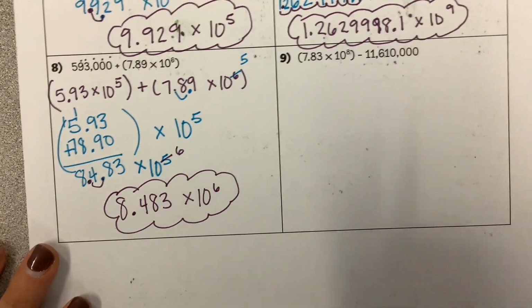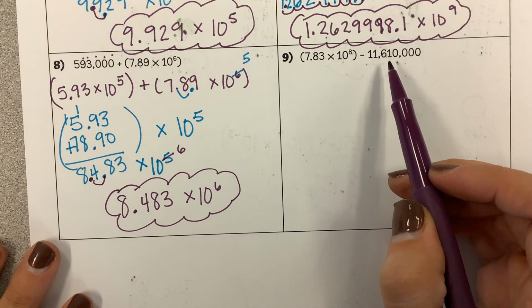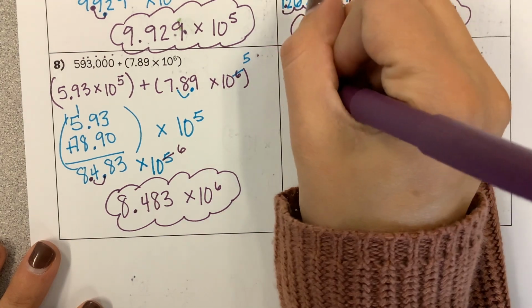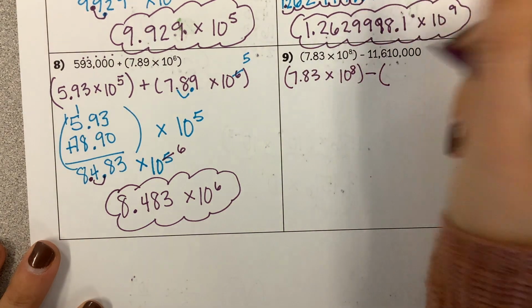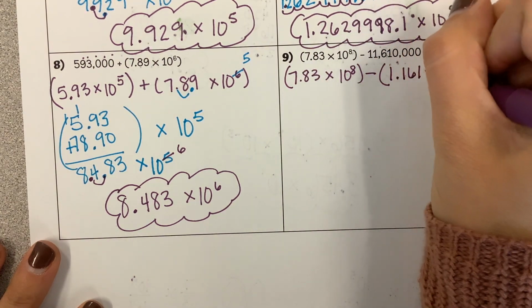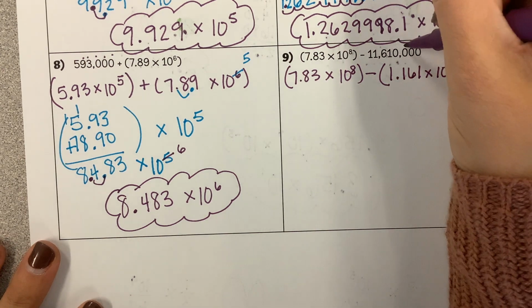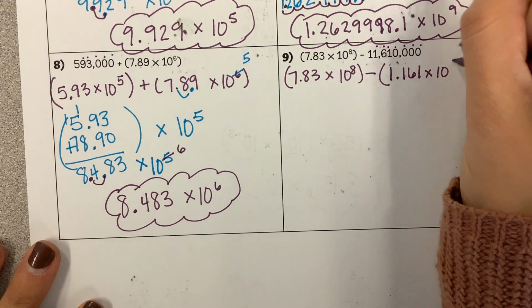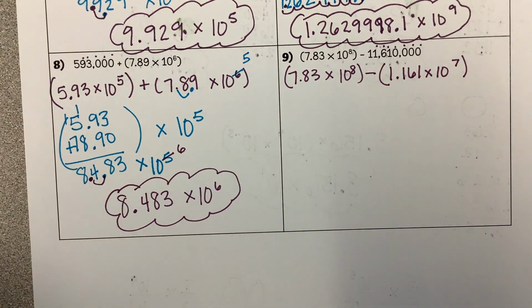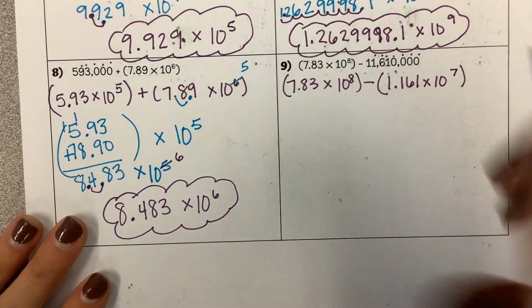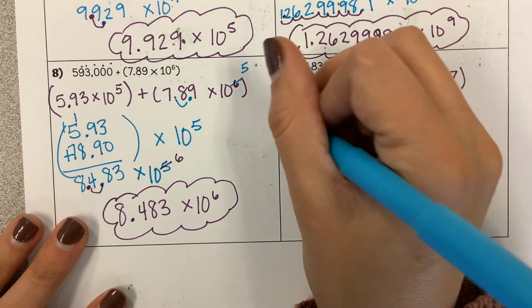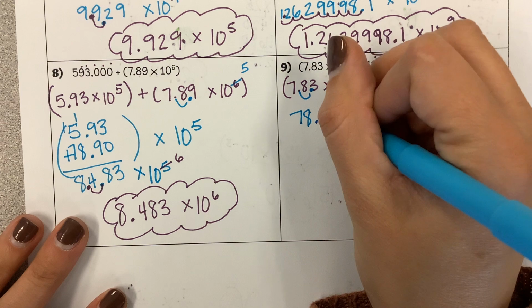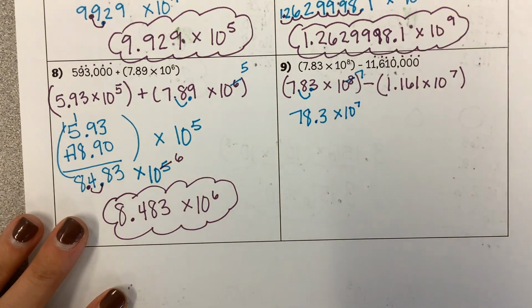One more. I'm going to convert my standard number into scientific notation. So the 7.83 times 10 to the 8th is going to stay. We are subtracting 1.161 times 10 to the 1, 2, 3, 4, 5, 6, 7th power. I always like to convert to the lower power. So I'm going to change the 8 to a 7, which means I'm going to move this decimal once to the right. So we have 78.3 times 10 to the 7th.